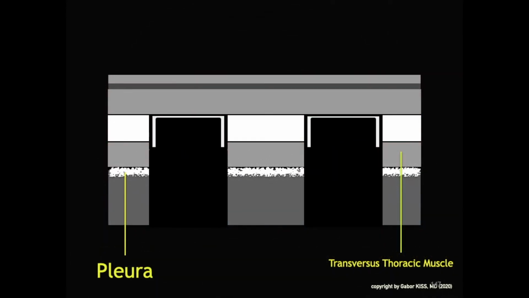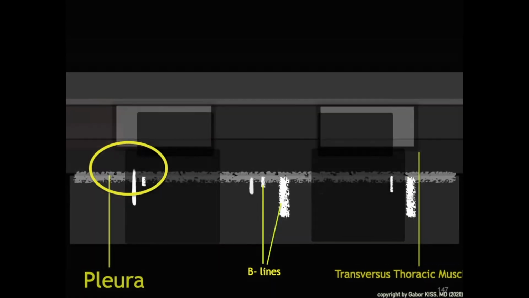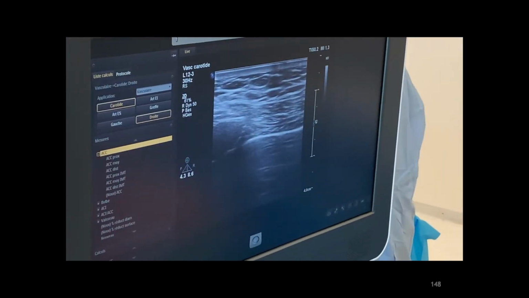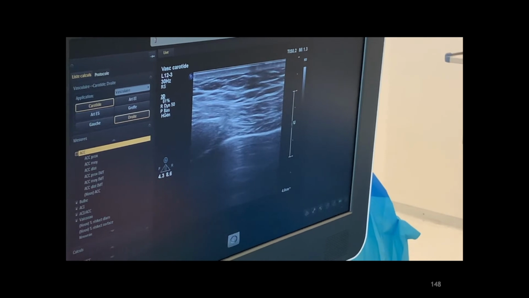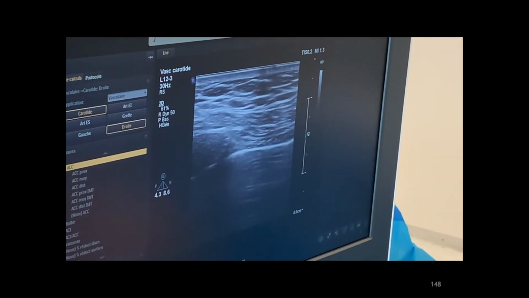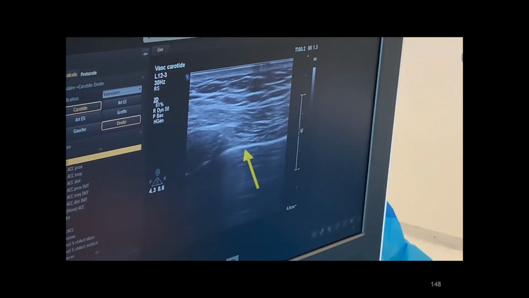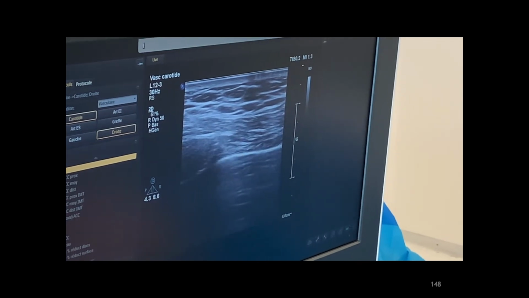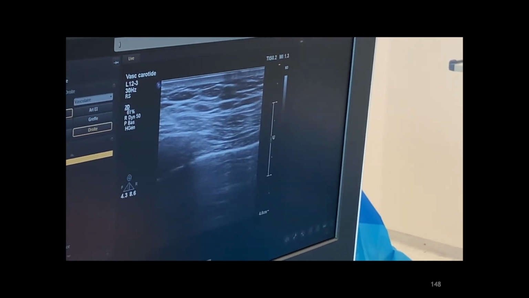This cartoon represents an ultrasound image. B-lines will also help to identify the pleura. In addition, the pleura can be identified on an ultrasound by its characteristic lung sliding movement, when the pleura will seem to slide back and forth during breathing.